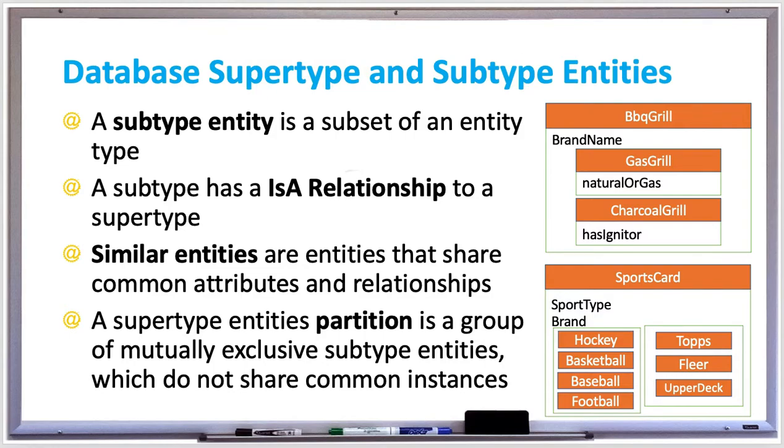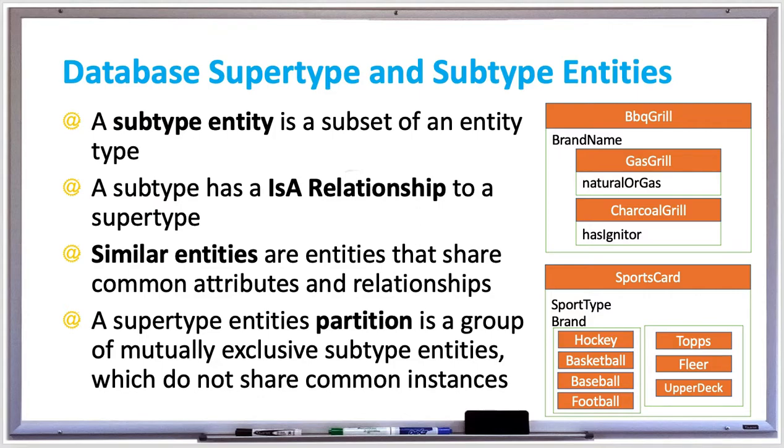It's called an IsA relationship when the subtype entities depend on the supertype. For example, a car is a vehicle, and a gas grill is a barbecue grill. You can represent an IsA relationship in an ER diagram by drawing an arrow from the subtype to the supertype, or just place the subtype box inside the supertype box like we did in this example on the right.